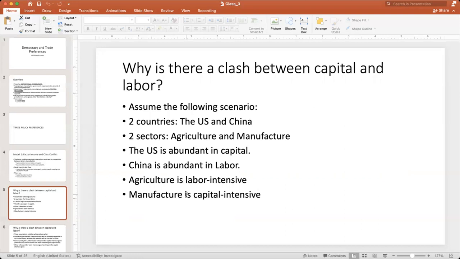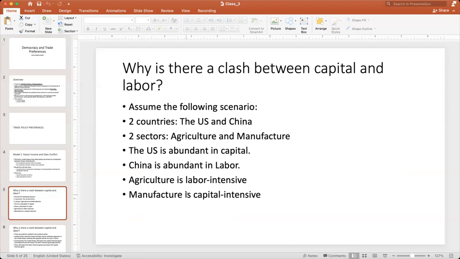Something that we covered in the previous class, but we are going to get deeper into, is the intensity. Agriculture is a sector that is labor intensive. That doesn't mean that agriculture doesn't need capital to produce. Of course, it needs capital. In fact, land is a type of capital. However, agricultural goods need more labor, more farmers, more human workers to produce.